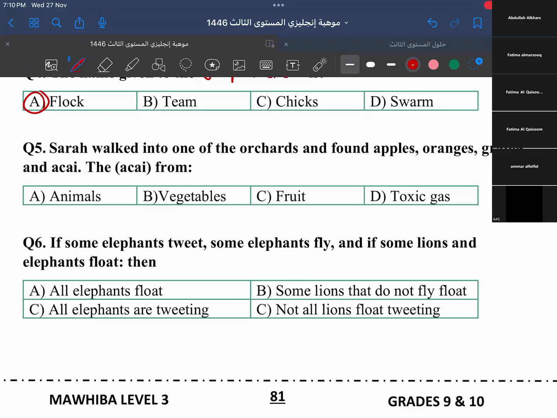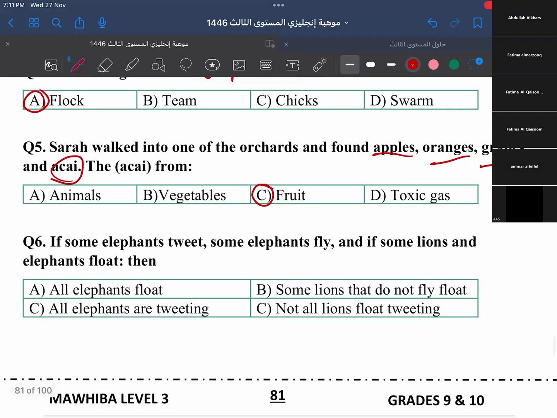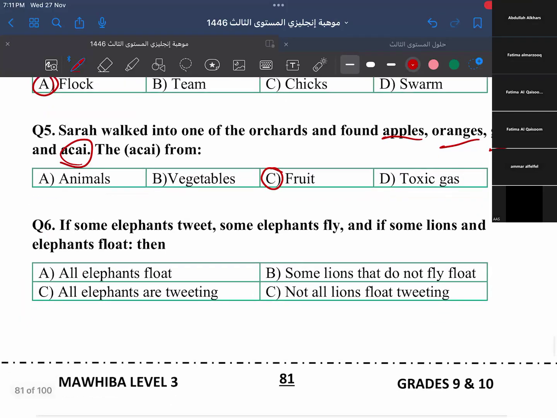Sarah walked into one of the orchards and found apples, oranges, grapes, and acai. Fruit, exactly. ممتاز. So here we have, he found apples, oranges, and grapes. All of them are fruit. So acai would be naturally from the fruits. ممتاز. يلا, question 6.